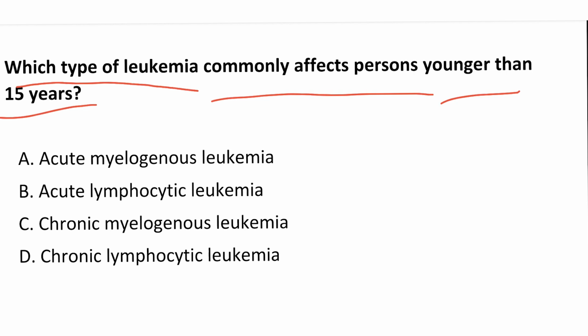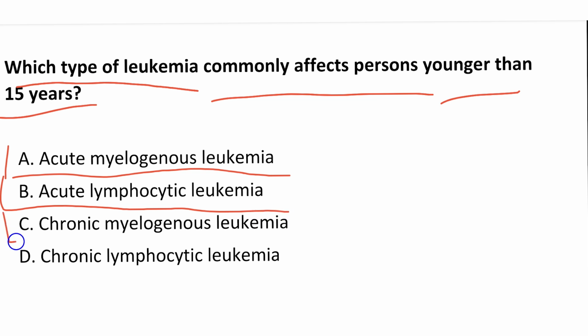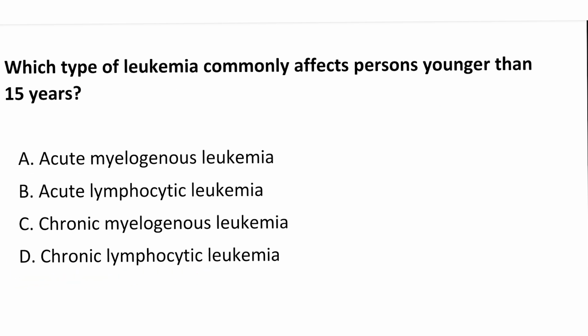Next question. Which type of leukemia commonly affects people younger than 15 years? Option A, acute myelogenous leukemia. Option B, acute lymphatic leukemia. Option C, chronic myelogenous leukemia. Option D, chronic lymphatic leukemia. The correct answer is option B, acute lymphatic leukemia.